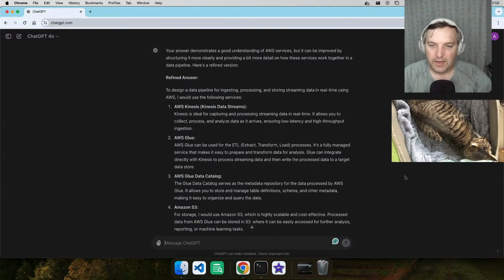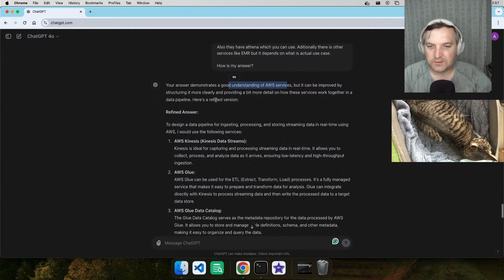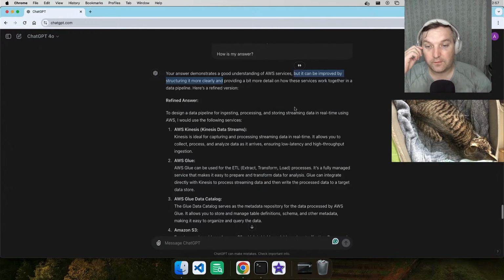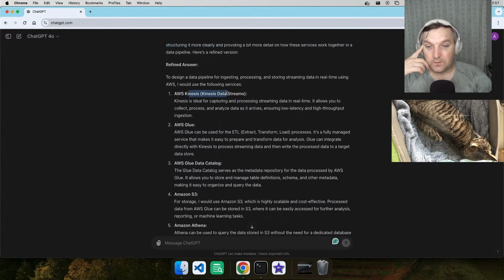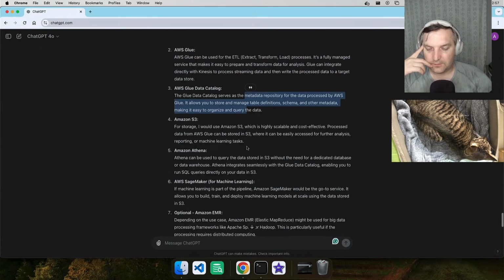So anyway, what does it say? Your answer demonstrates a good understanding. Yay, something good, because before it was just like, yeah, it could be better. It demonstrates a good understanding of the services, but it can be improved by structuring it more clearly and providing a bit more detail on how these services work together in a data pipeline. Here's the refined version: Kinesis for the data streaming, ideal for capturing blah blah blah, Glue for the ETLs, Glue Catalog, S3, Athena.